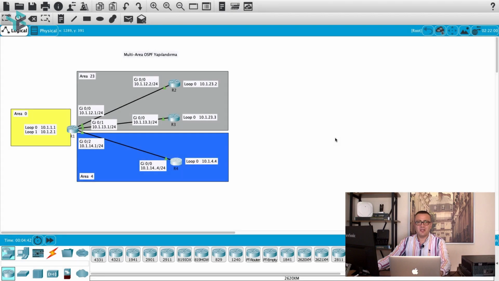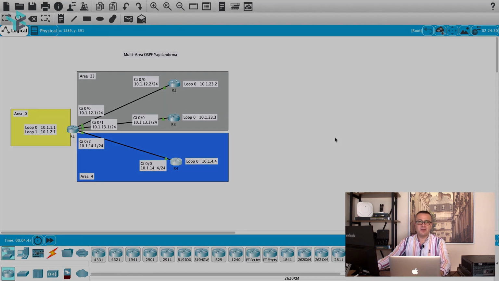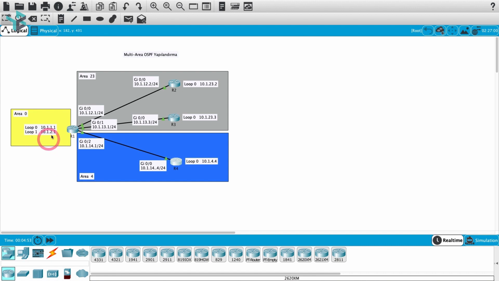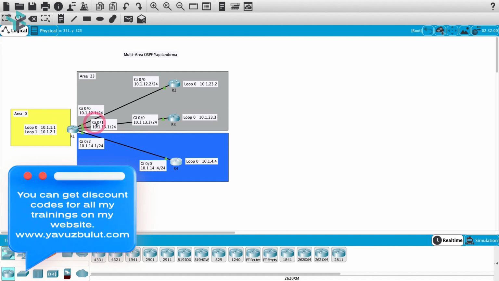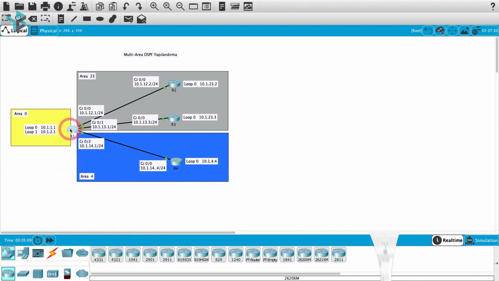Hello everyone, we will make the multi-area OSPF configuration together with you in this lesson. Let's start by looking at our lab topology. We use area 0 in the local network on the yellow side of router 1. The gigabit 0/0 and gigabit 0/1 interfaces of router 1 are in area 23. The blue side of router 1 is in area 4. Now we can start our configuration.